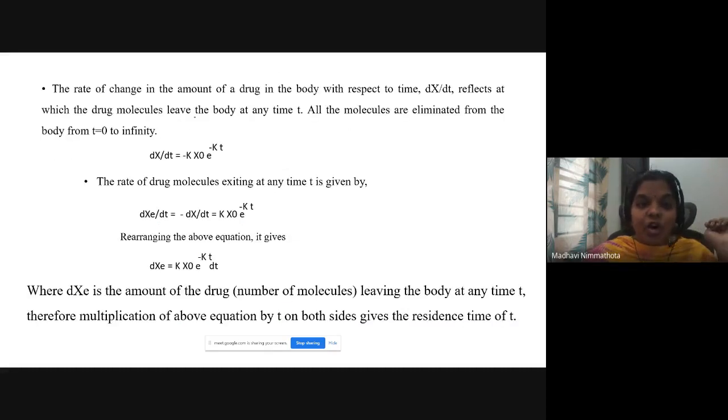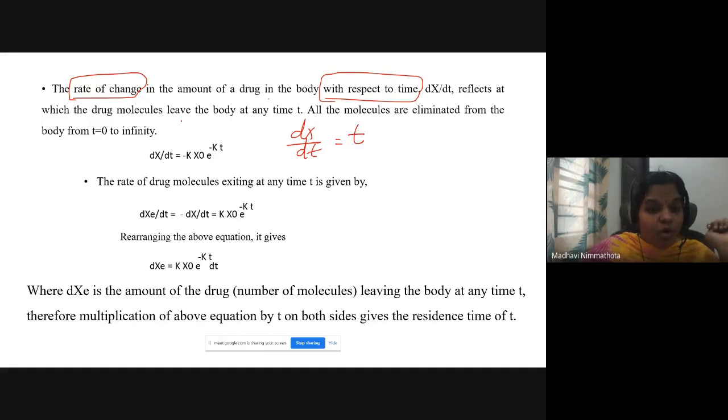Then the rate of change in the amount of the drug, that is dx by dt, is with respect to time. The rate of change dx by dt reflects the rate at which the drug molecules leave the body. Here we are talking in the sense of time of the drug molecules, at which time they are going to be eliminated from the body. That is our main aim, right?